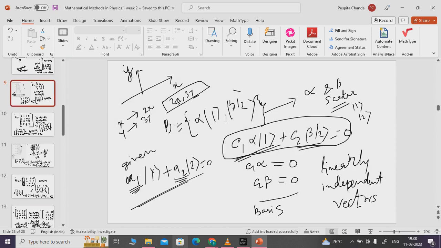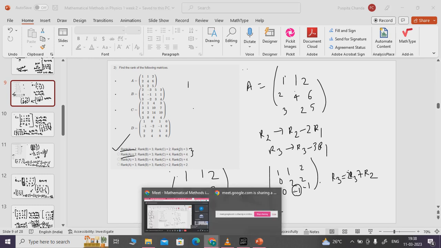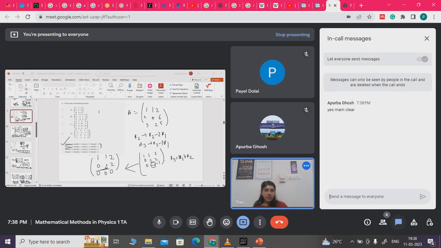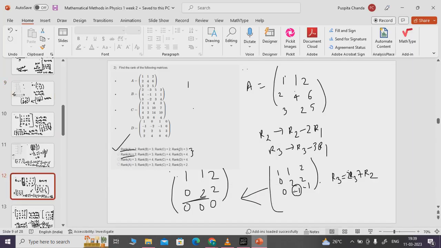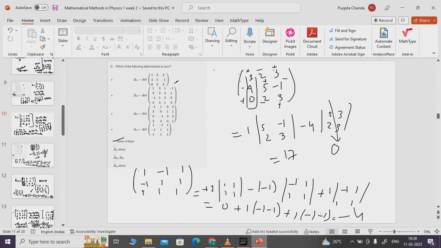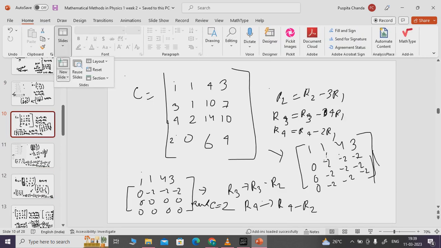Like with the rank of the matrix, I have only calculated the rank of A and the rank of C. I can calculate the rank of B and D also. Okay, clear. Then let me calculate the rank of B and C here. You all do know the answer.